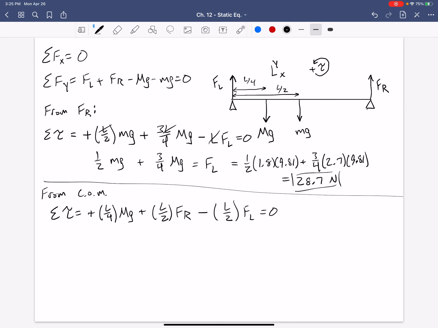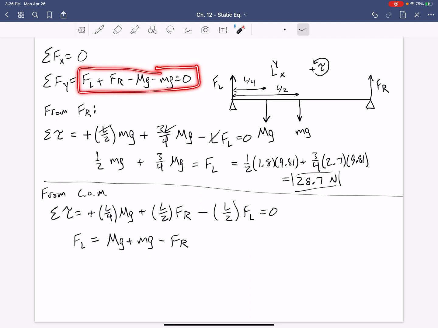So I'm going to solve the y equation, right, this one. I'm going to solve it for FL. And then I'm going to plug that expression into FL in the torque equation, then solve for FR. Okay, so that's my strategy here. So first, FL equals positive Mg plus lowercase mg minus FR. Right? Again, that came from solving this equation for FL.